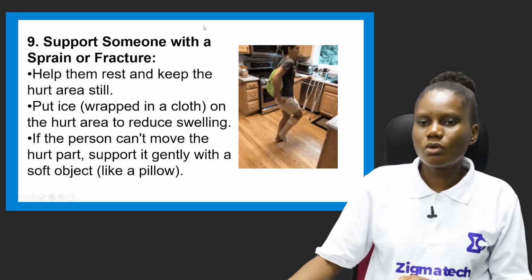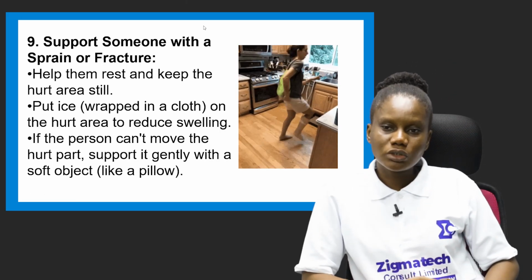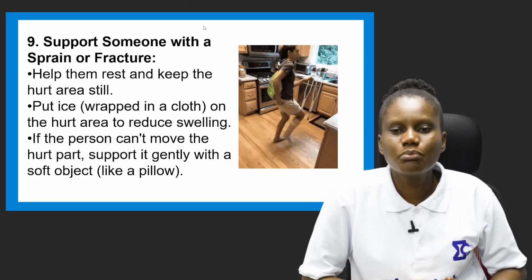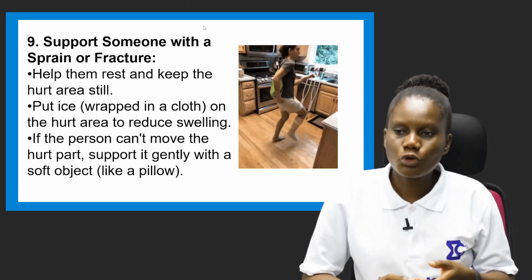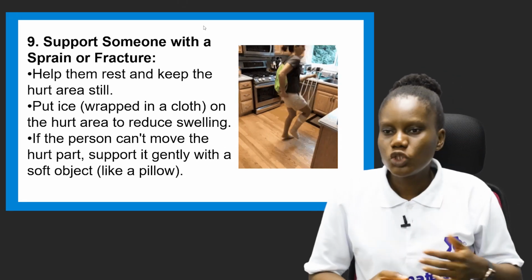Then how do you support someone with a sprain or fracture? Help them rest and keep the hurt area still. Then put ice, as we talked about, just to reduce swelling. Put ice or a cold pack wrapped in a cloth on the hurt area to reduce swelling.